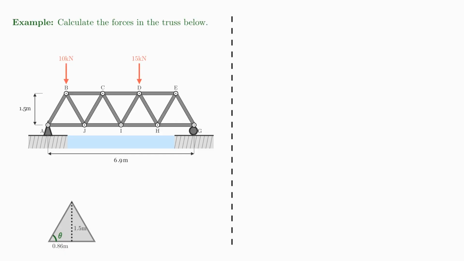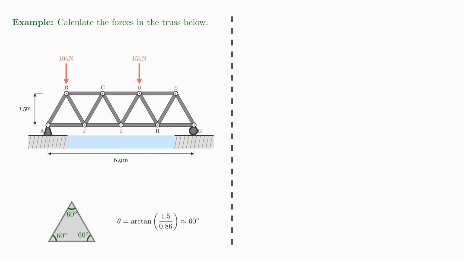So using trigonometry, we can work out that the angle is equal to inverse tan of the opposite over the adjacent. This is inverse tan of 1.5 divided by 0.86. This gives us an angle of 60 degrees. Noting the symmetry in the triangles, if the angle in this triangle is 60 on the left, then it's also 60 on the right, which means the top angle is also 60 degrees. So in this particular Warren truss, all of the triangles are equilateral triangles with 60-degree angles.